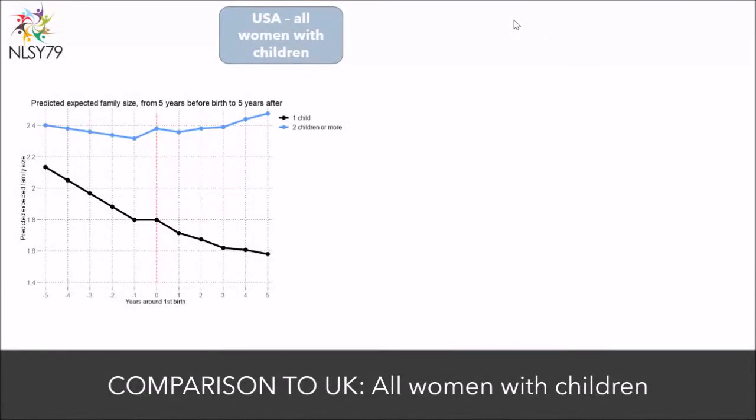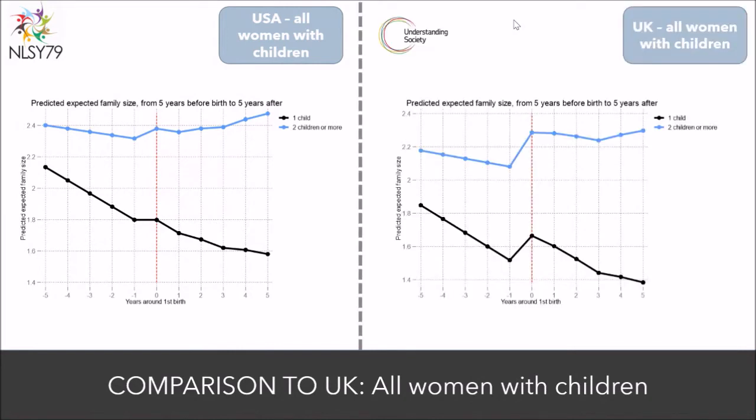So on the US, I presented a comparison of the one child and those who have more than one child. And this is the same analysis for the UK. And we can see a very similar thing going on. Those who have 2 or more children remain pretty stable, if not increase over time. And those who are having one child are already distinct before first birth and go downwards over time.